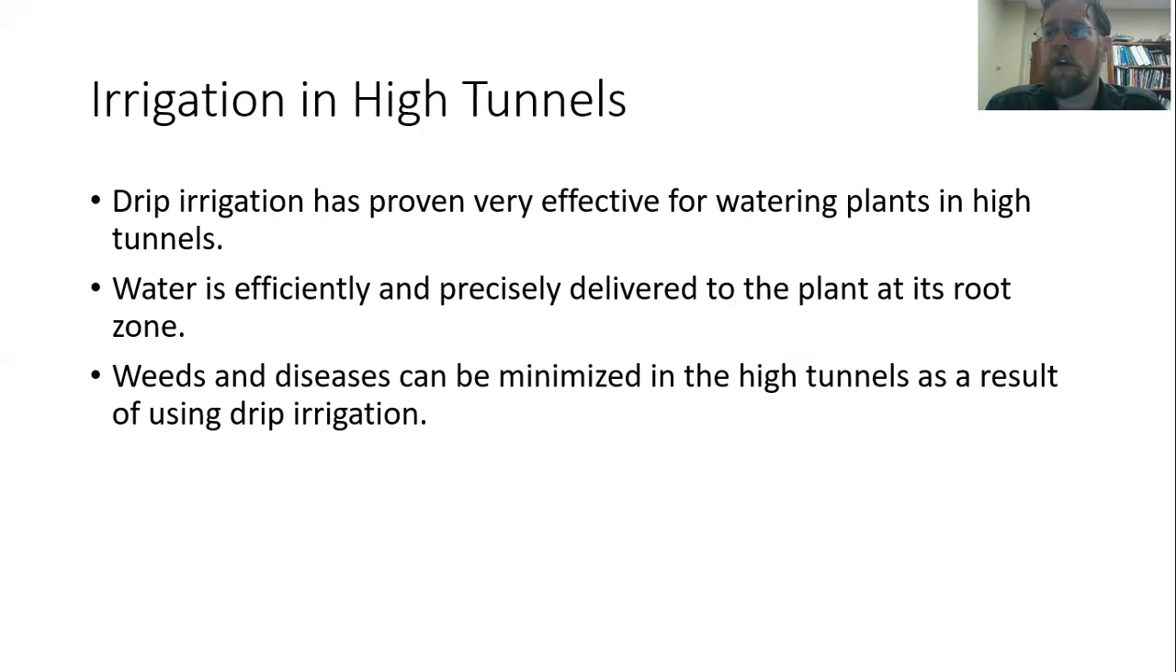In addition, because we're not overspraying the plants with water, many fungal and bacterial diseases require that extended period of free water on the leaves in order for diseases to establish. So we can see a reduction in disease incidence inside the high tunnel as well. Another important element of drip irrigation is that it lowers water use overall. So we see a reduction in any waste of water that we might have.